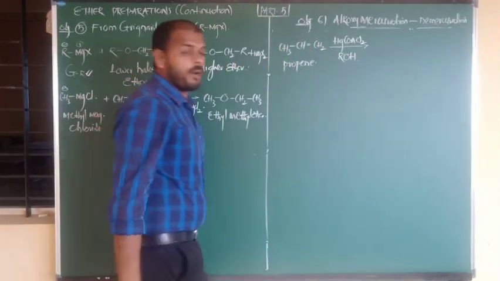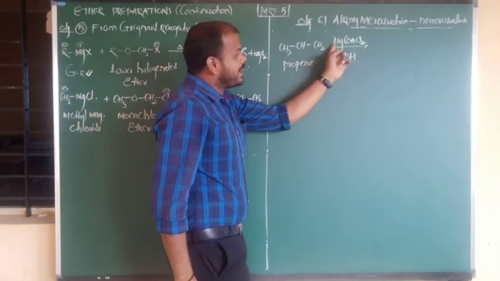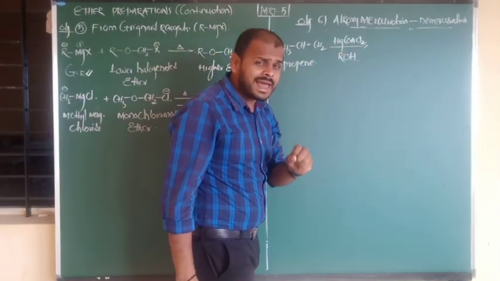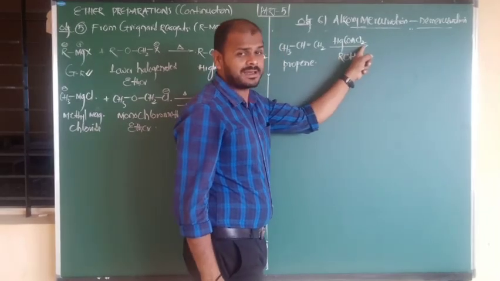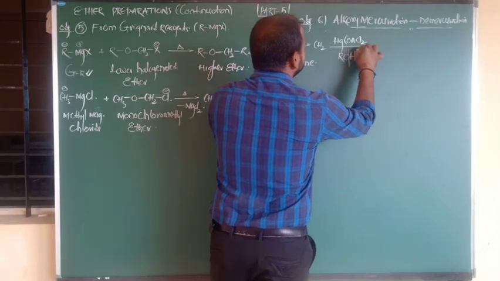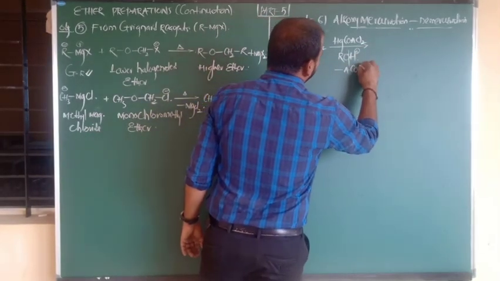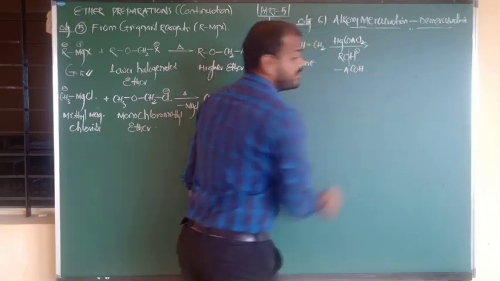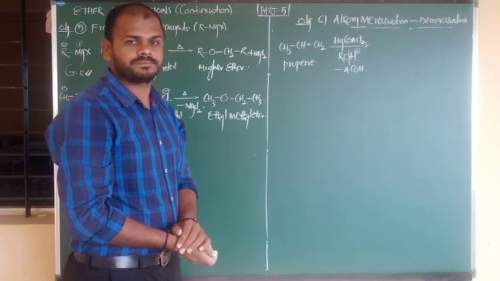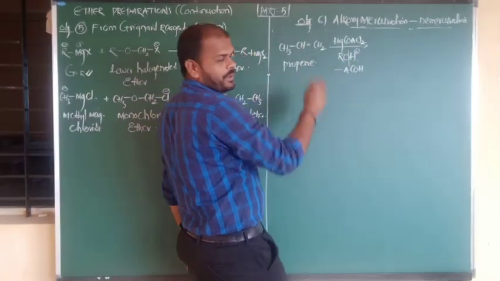Upon addition of alcohol, which changes are going on here? In mercuric acetate, how many acetate ions are there, beta? Two acetate ions are there. One of the acetate ions combines with H plus and is removed in the form of AcOH, nothing but acetic acid. And the remaining part has to attack the propene.